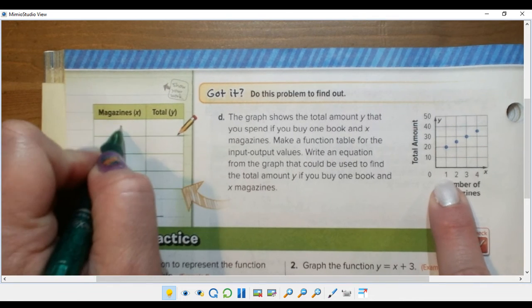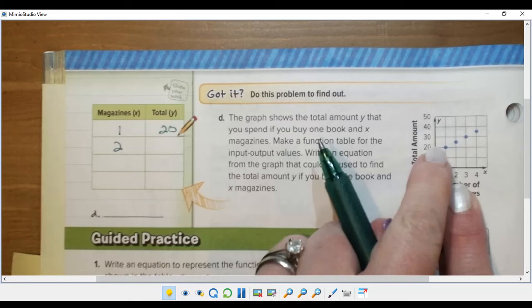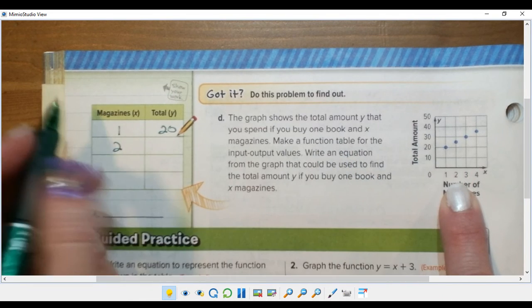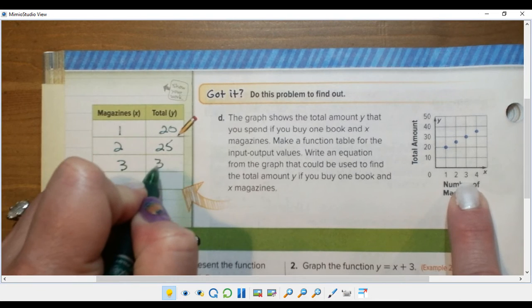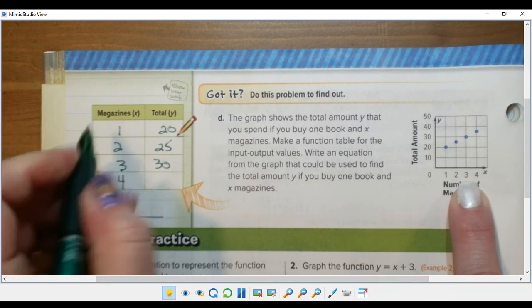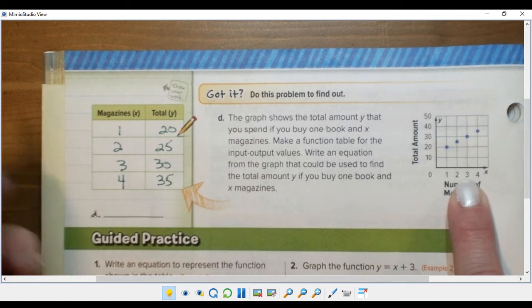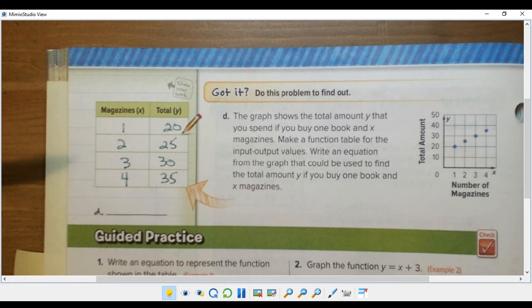So we went over 1 and up to 20, over 2. Now I'm going to have to estimate here. That looks to me like it's about 25. Over 3, up to 30. Luckily, that landed right on the line there. And then over 4, up to, I'm going to guess 35. My pattern stays the same, so my estimate seems reasonable.